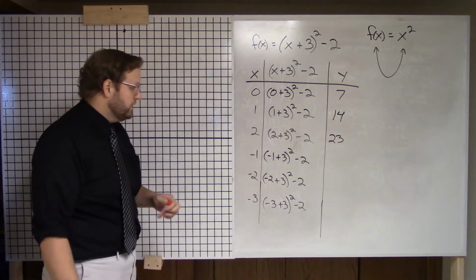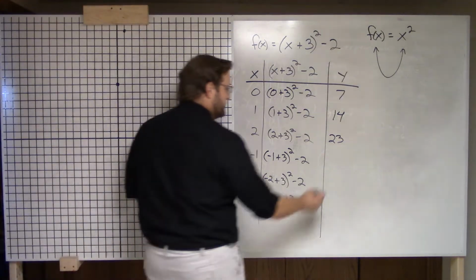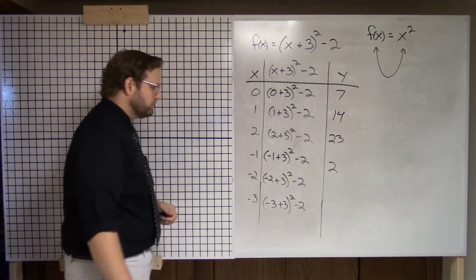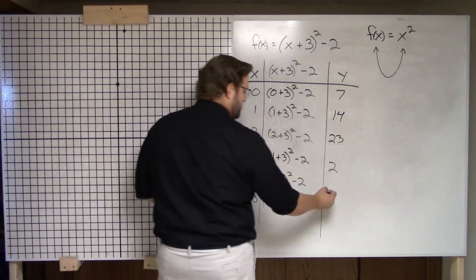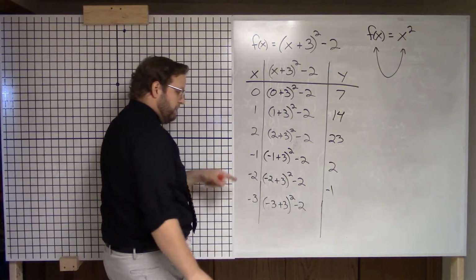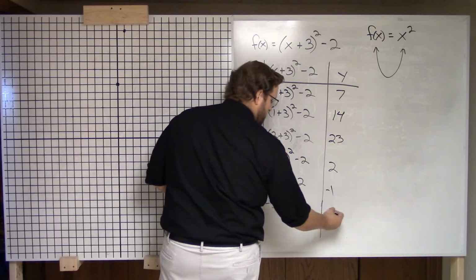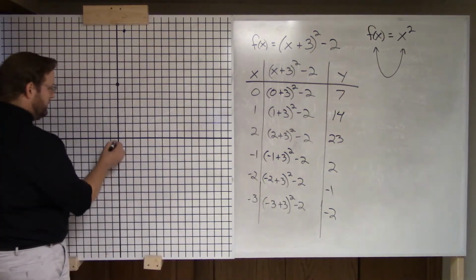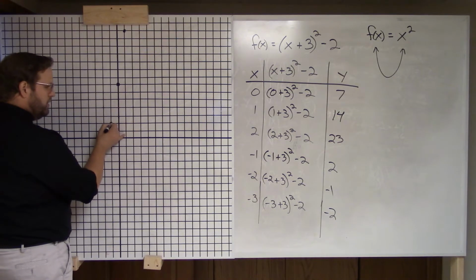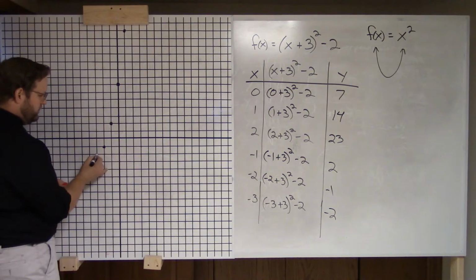And see how they calculate out. -1 plus 3 is 2. 2 squared is 4. 4 minus 2 is 2. -2 plus 3 is 1. 1 squared is 1. 1 minus 2 is -1. -3 plus 3 is 0. 0 squared is 0. 0 minus 2 is -2. Let's see what happens. We've got -1 comma 2. We've got -2, -1. We've got -3, -2.